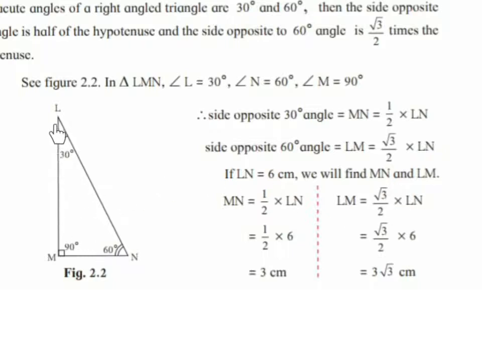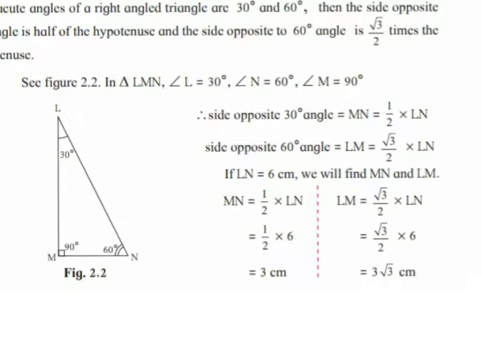Side LM is the side opposite to 60°, and by the property we know that the side opposite to 60° is root 3 by 2 times the hypotenuse. So using that property, LM is equal to root 3 by 2 into LN, where root 3 by 2 into 6, the 2 gets cancelled. We get 3 root 3 centimeters. So this is the property of 30, 60, 90.